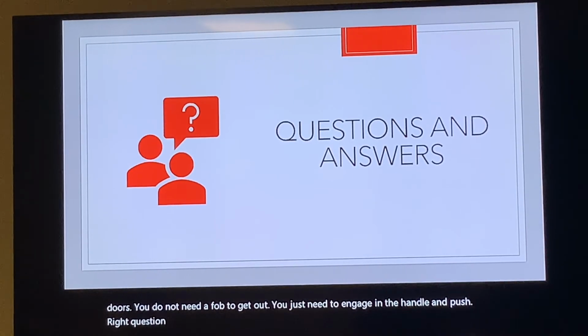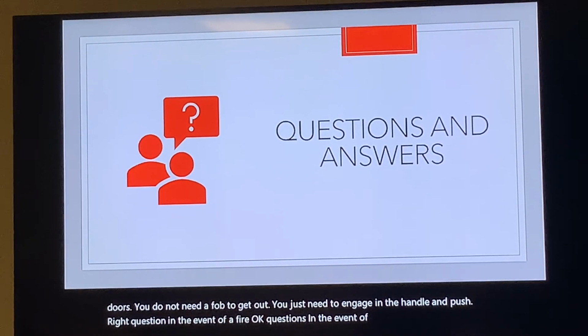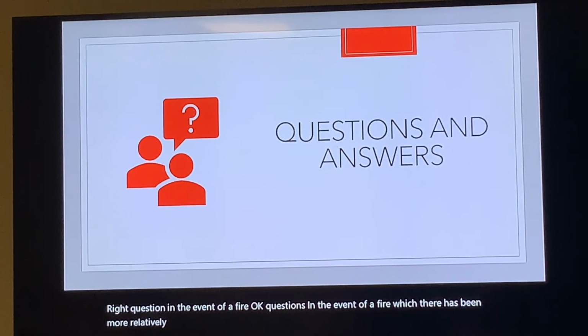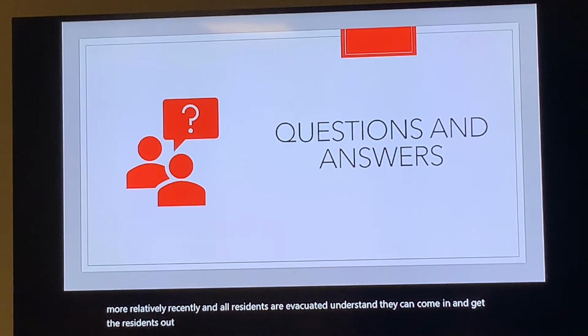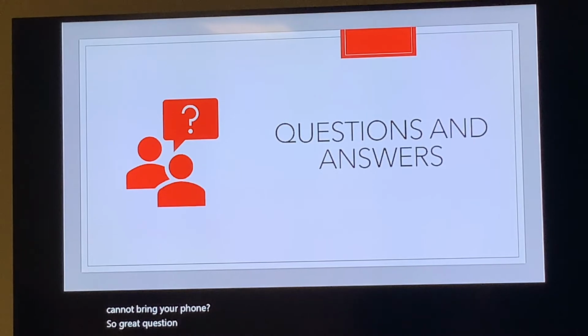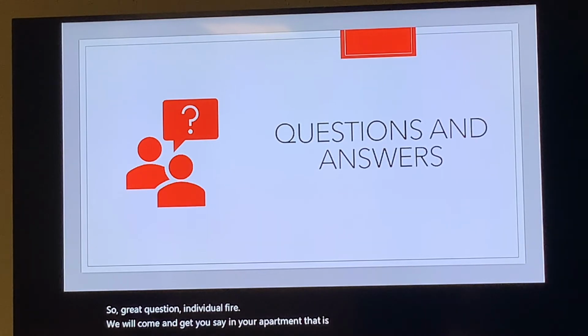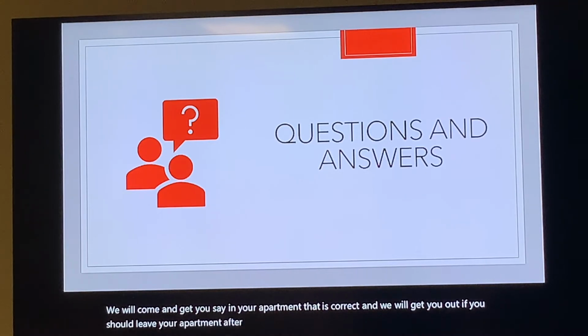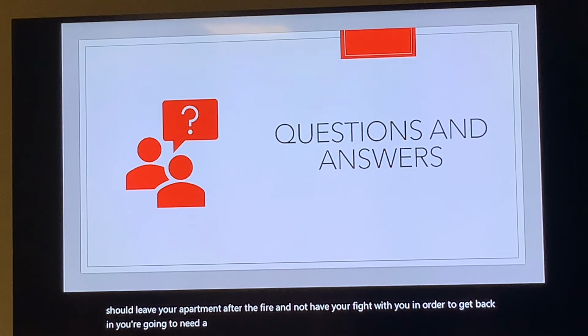In the event of a fire, which there has been one relatively recently, and all residents are evacuated, I understand they can come in and get the residents out. However, when you go back in, will they have access to let you in if you did not bring your fob? Great question. In the event of a fire, we will come and get you. Stay in your apartment, that is correct, and we will get you out. If you leave your apartment after the fire and do not have your fob with you, in order to get back in, you're going to need a fob. And yes, staff would be here to help you get back into your apartment and locate your fob.